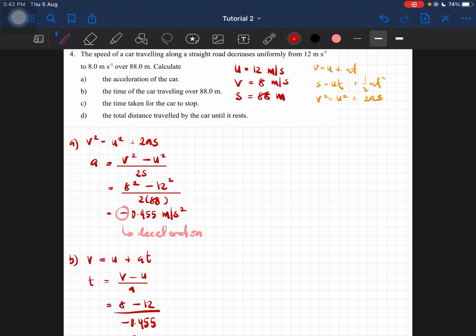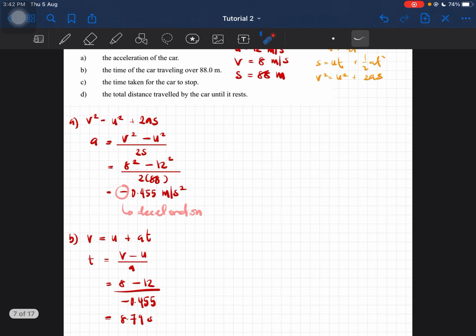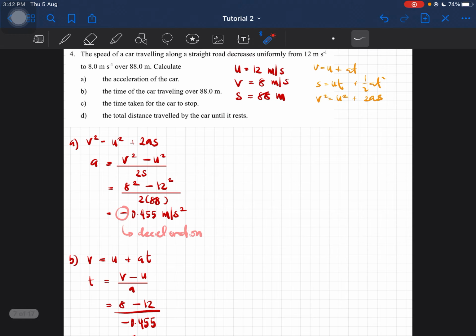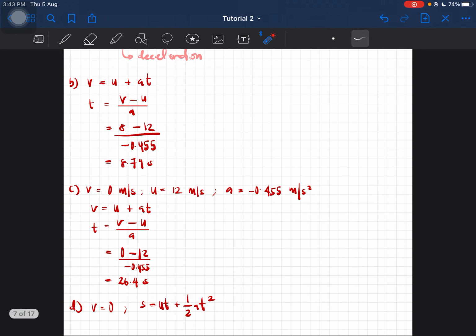Final question, the total distance traveled by the car until it rests. Okay, so this one, since it asks us to find the distance traveled until it rests, means it is up till v equal to 0. So what we can do is we can use this formula, s = ut + half at square. 88 meter is not the answer, okay, because 88 meter is actually for when it decreases uniformly from 12 meter per second to 8 meter per second. It hasn't yet stopped, so that's why we have to find the distance when it stops.